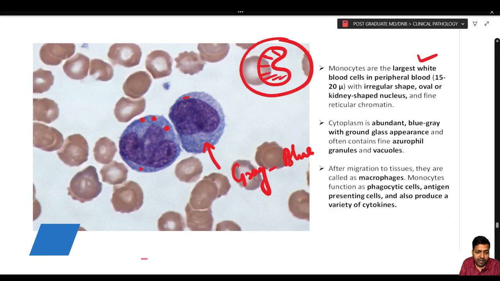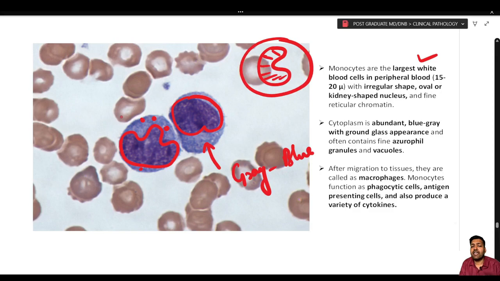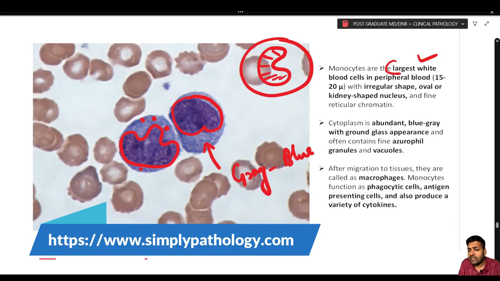Now, if you see over here, the nucleus shape, you can see they are kidney shaped, but not always. Sometimes you might have some abnormal shapes like this. So, the nucleus of the monocytes can have a wide variety of shapes. This is my practical experience. Okay. So, monocytes are the largest white blood cells in the peripheral blood, around 15 to 20 micron.